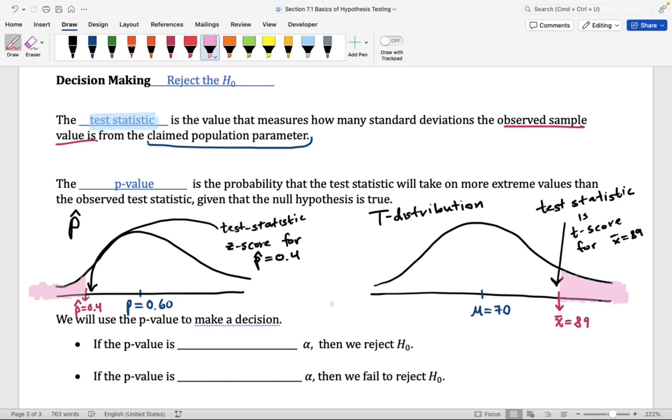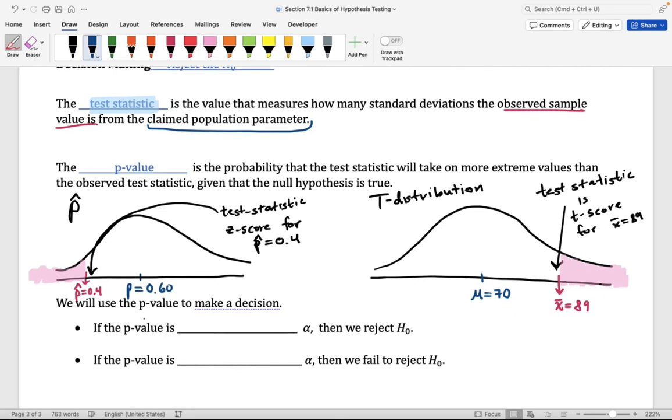However, the p-value could also be the area on both tails, and we're going to see that in another lesson. Here, just note that the p-value is going to depend on the alternative hypothesis. If the alternative hypothesis has a less than sign, then your p-value is going to be the area on the left tail. If the alternative hypothesis has a greater than sign, then the p-value is going to be the area on the right tail. If the alternative hypothesis has a not equal to sign, then the p-value is going to be the area on both tails. For now, just note that the p-value is the probability of getting the observed sample value or something more extreme.